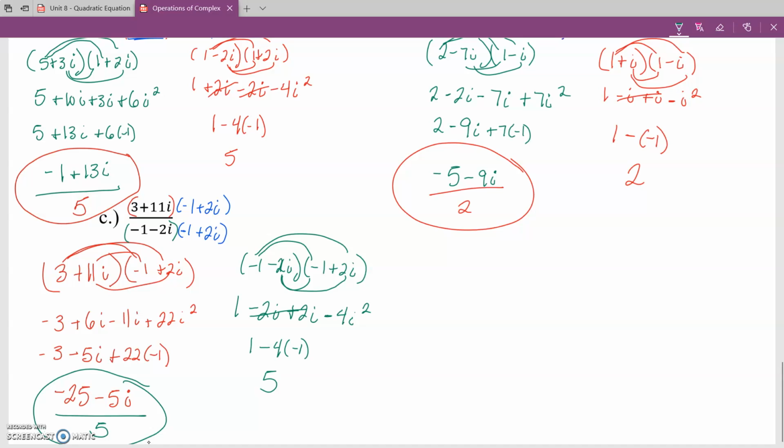Oh wait, hold on, I noticed. This answer is not simplified. They all divide by 5. So our final answer should really be, which is really just negative 5 minus i. Don't forget to simplify like I did.